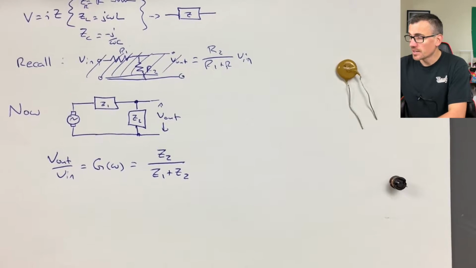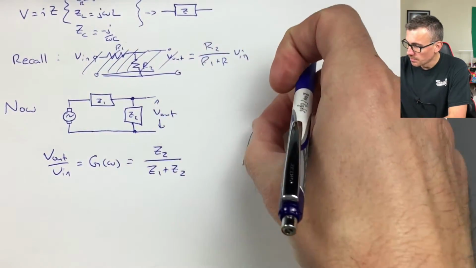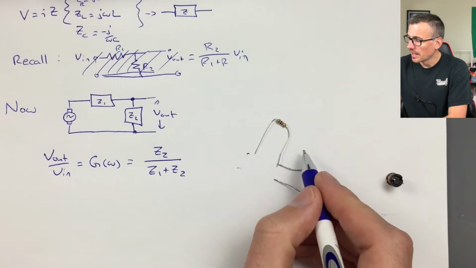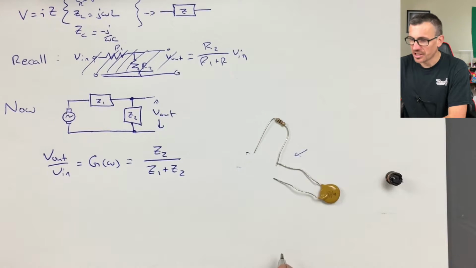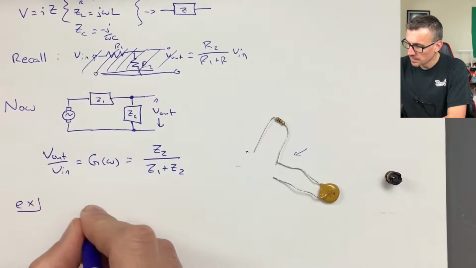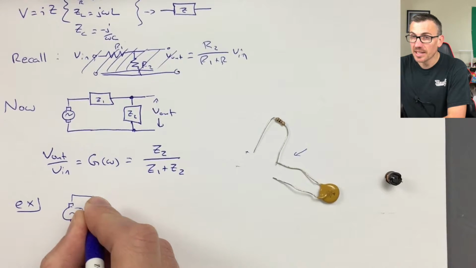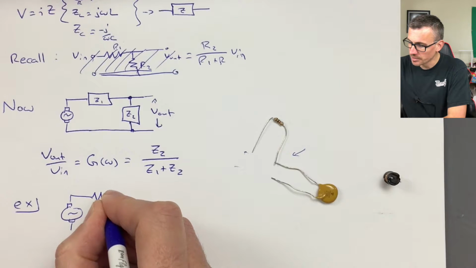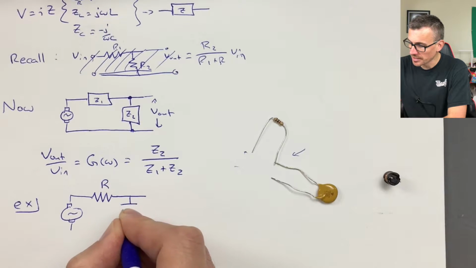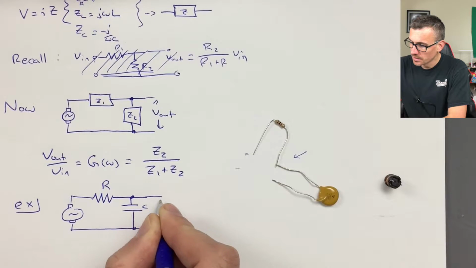Let's look at a simple example. I'll take this capacitor here, put it to ground, my resistor, and we'll hook up a voltage across these two terminals here, and look at the output here. Let's actually sketch that. Let's sketch what that looks like. It's going to look like this. I'm going to have my input, my AC input, and that's going to be a resistor. That's my Z1. And my Z2 is going to be a capacitor. And that's my output.